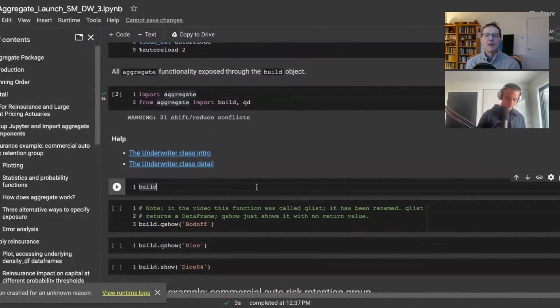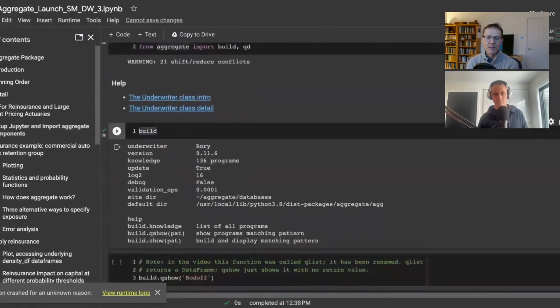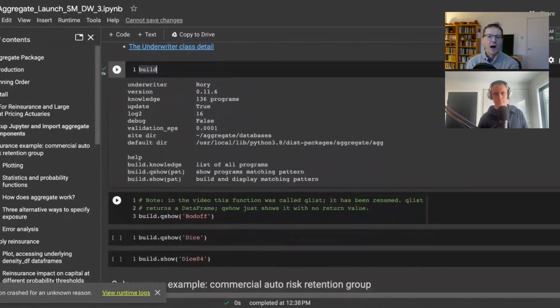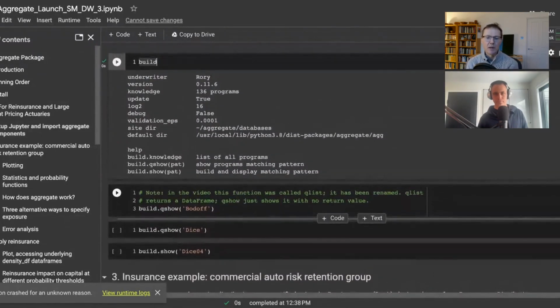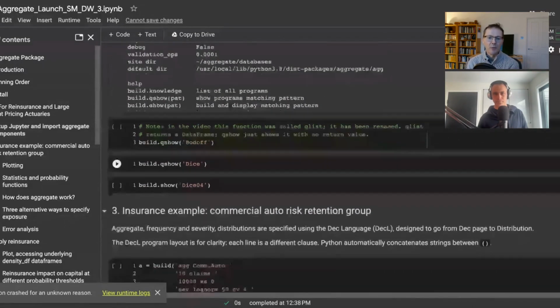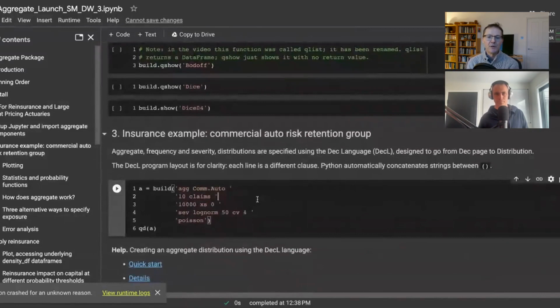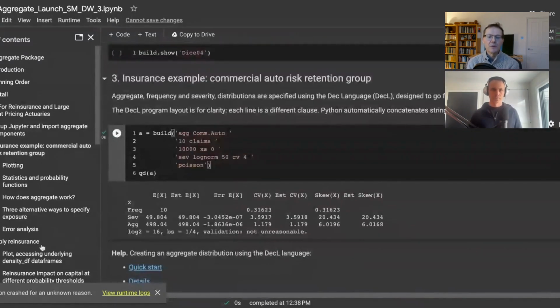So, and then just to remind folks here, we're importing the library, and then from aggregate, you want to import build and qd. Those are sort of the two things that give you access to a lot of functionality. Build is an underwriter object, and it lets you create things using the DecL language. And if we go down to our example 3 here, the insurance commercial auto risk example, let's just build this guy. So just to remind folks, we looked at this last time.